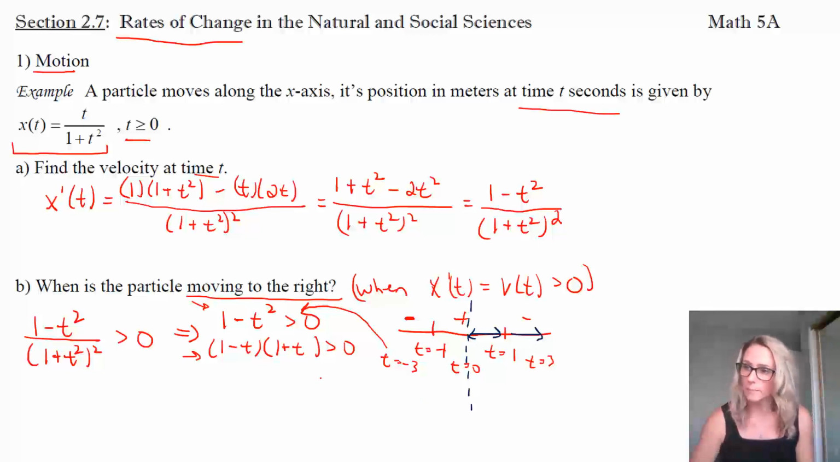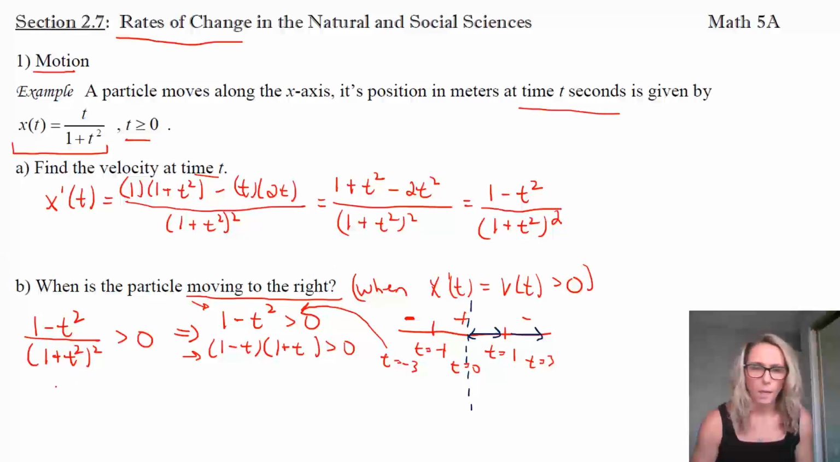As we can see, once we go at 0 and then to 1, we have a situation where our derivative is positive. So now we can just say from 0 to 1, we have a derivative that's positive, therefore the velocity is greater than 0, and the particle would be moving to the right. So we just have to write our answer down.